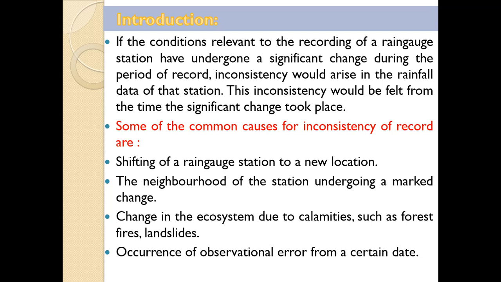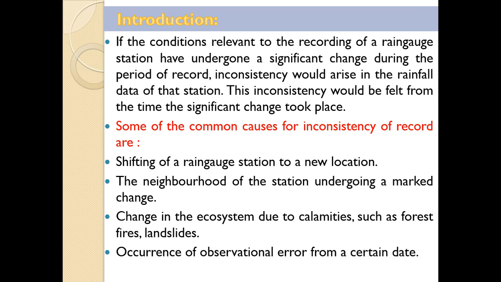Rainfall data is normally recorded with the help of rain gauge stations, and while recording this data, the conditions should be favorable. Sometimes the conditions are not favorable and the rain gauge station has undergone a significant change during the period of record. In that case, there will be inconsistency in the record, meaning the record will not be appropriate, and this inconsistency would be felt from the time the significant change took place.